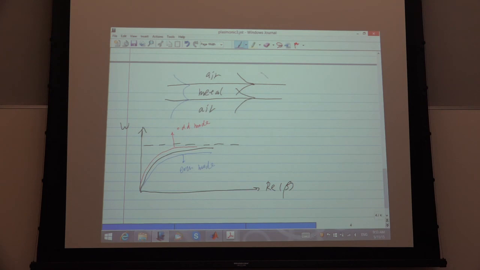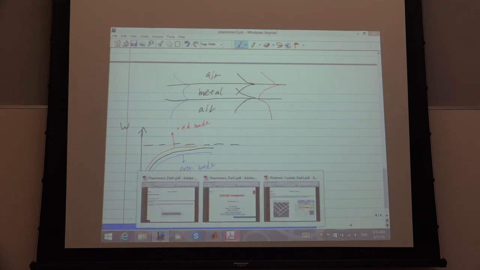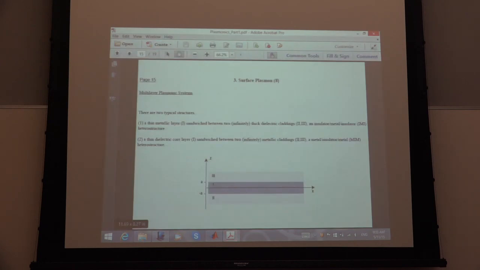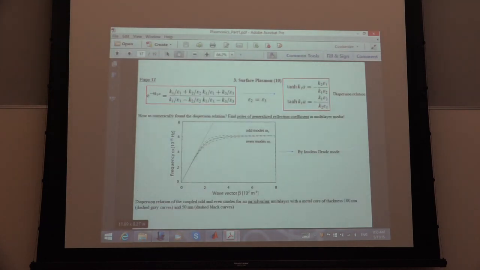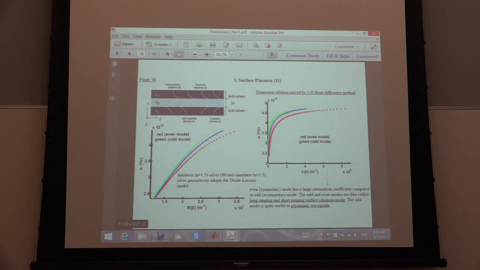The odd mode is something like this. This even mode and odd mode are supported by this structure. When you derive it, you can see this: red is the even mode and green is the odd mode. This is the real part of beta.